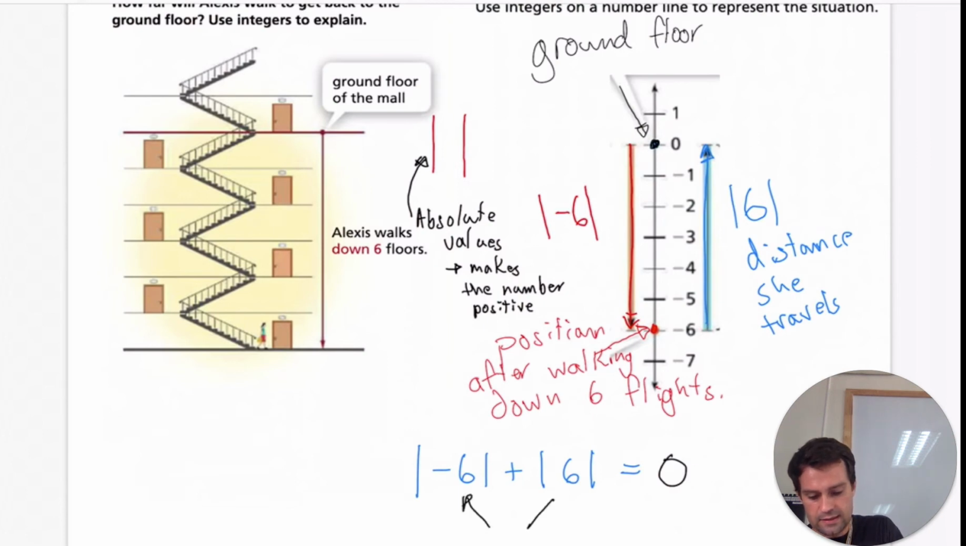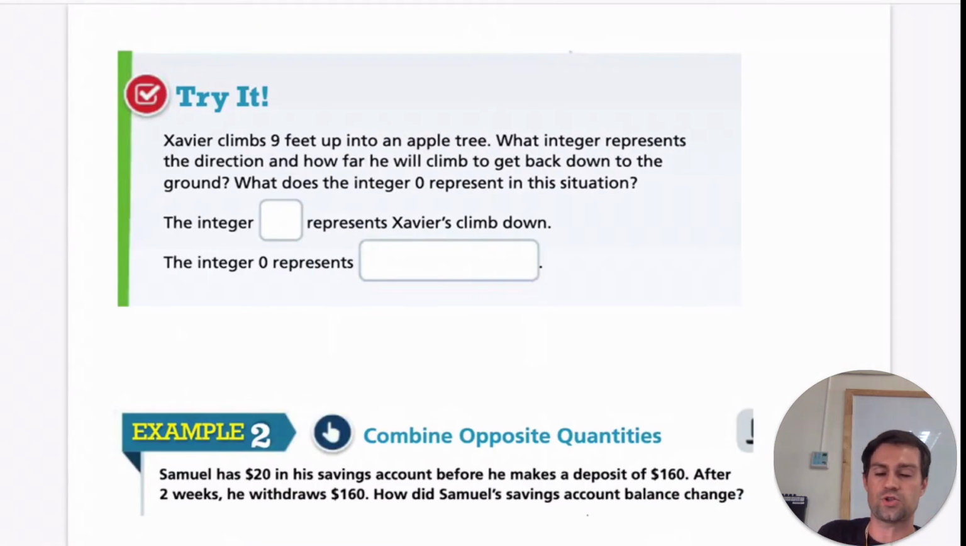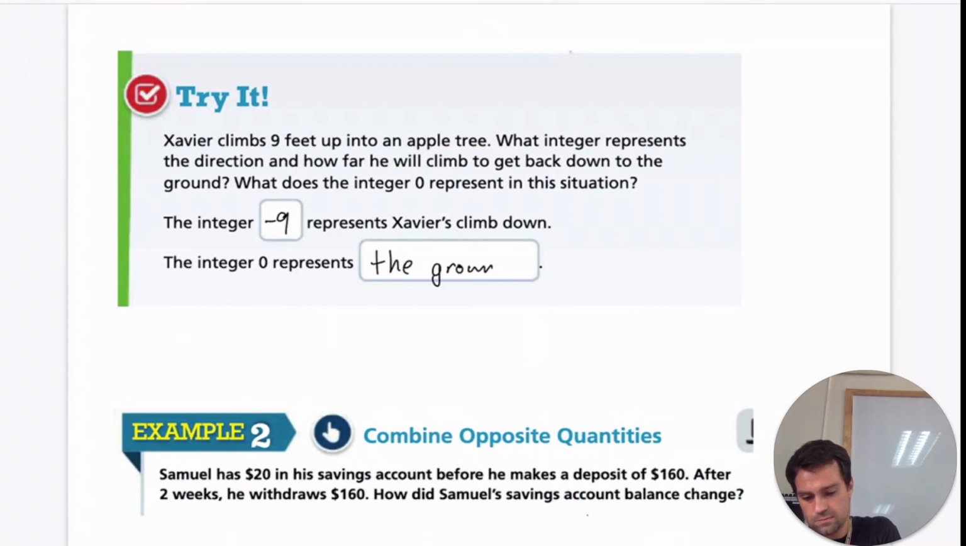So her ending point is 0. -6 and 6, the only difference is one's negative and one's positive, so we call these opposites. So when we add opposites together, they are always going to be equal to 0. Adding opposites together equals 0. So I want you to go ahead and try this example on your own. The answer is -9 and represents the ground location. Okay?